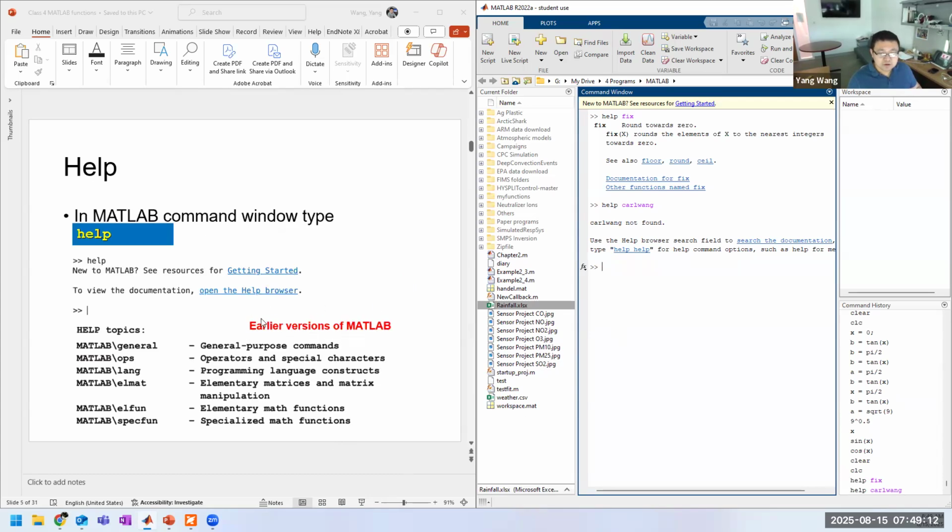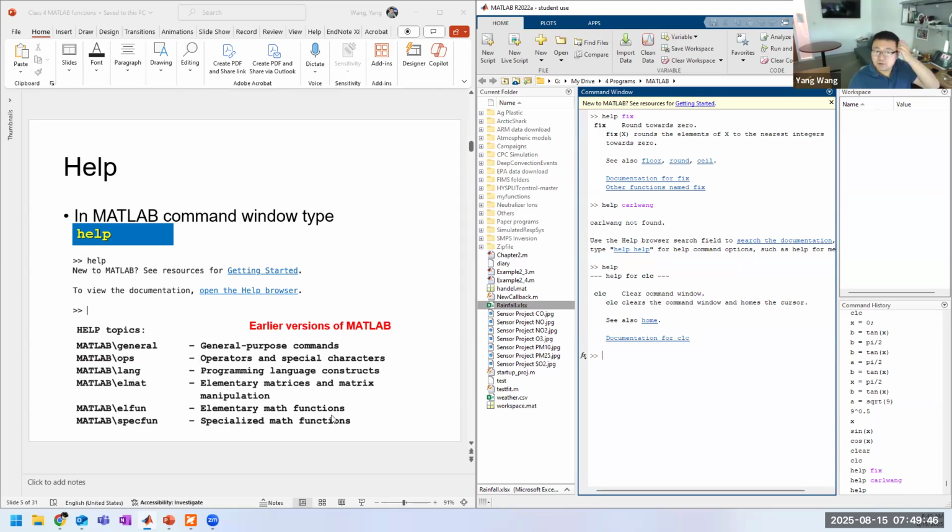Okay, so in the earlier versions of MATLAB, you can see the entire help document, which is stored on your local drive. So you can go through all the different topics. For example, if you just type in help in the earlier versions of MATLAB, it's going to give you the different topics like general functions, operators, right? So elementary mathematics, programming language, elementary math functions, and so on and so forth. So you can check those functions locally on your computer.